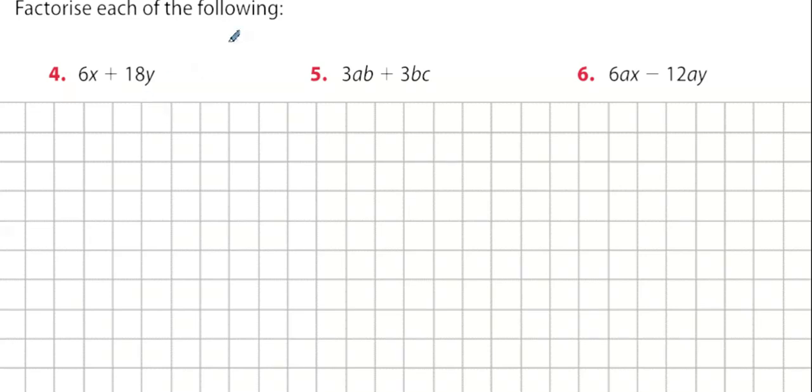Do you notice the way 6 can divide into 18, can't it? Did you have any letters in common? So take out 6, and what do we get then? What goes in here? 6 multiplied by what gets me 6x? x. And 6 multiplied by what gets me 18y? 3y, I'd say. 6 times 3 is 18. Is that right? Okay. Next one.